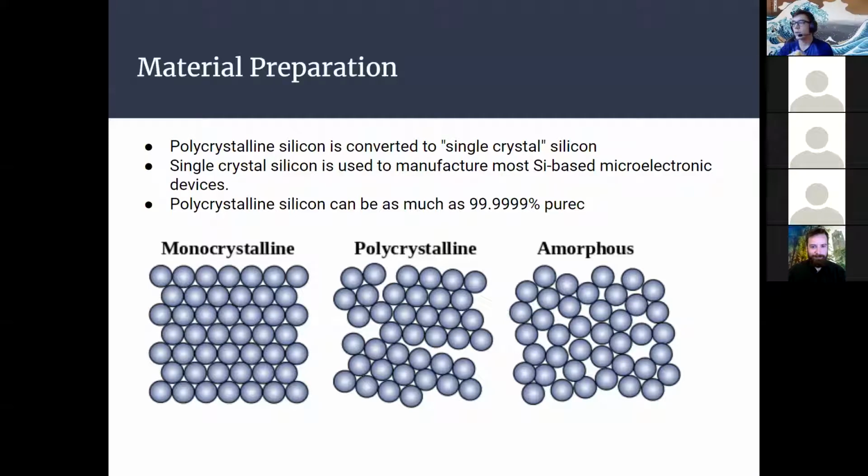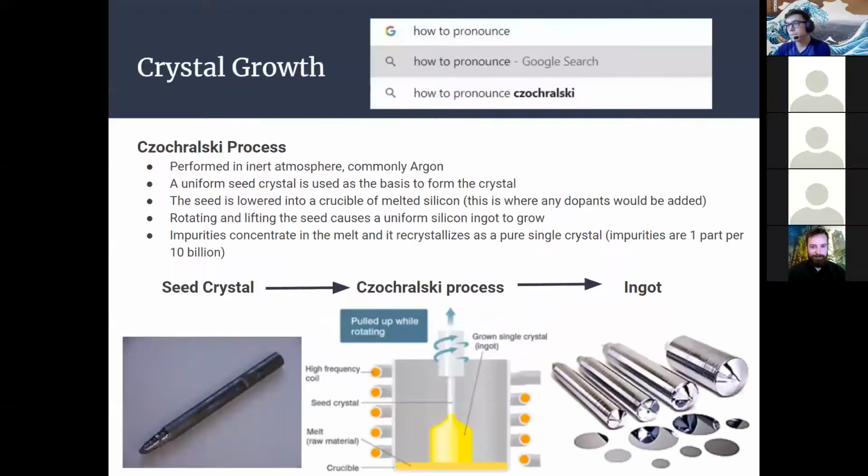And then amorphous is very similar, except it's essentially just completely random. There's no organization to it, and it causes the properties not to be isotropic. So whenever we're looking for semiconductor grade silicon, we're looking for single crystal or monocrystalline.